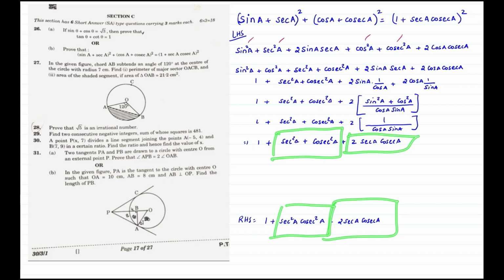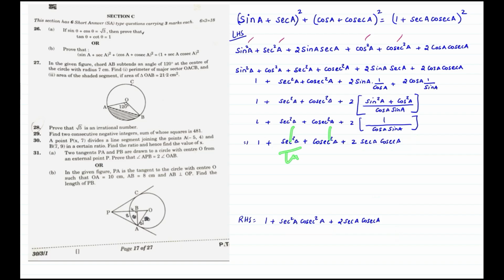So what we will do is, we will write this as 1 by cos square A and 1 by sin square A. Take LCM, okay, and the numerator will be sin square A plus cos square A. Denominator will be sin square A into cos square A, and if you inverse this, you are going to get the answer.